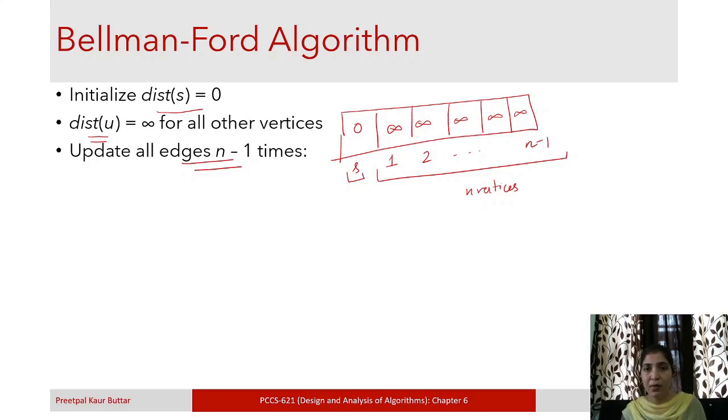Remember that in one of the previous slides, I told you that if there are n vertices, then the shortest path will contain n minus 1 edges. Why? Because if it is a shortest path, then no vertices will be repeating, right? So there will be no loop.